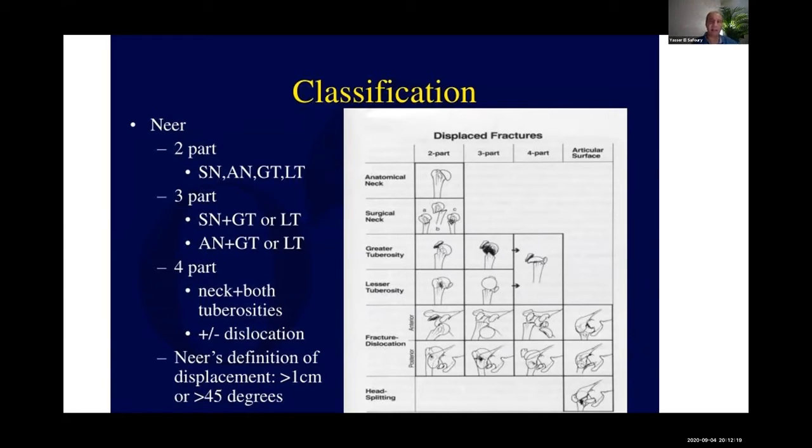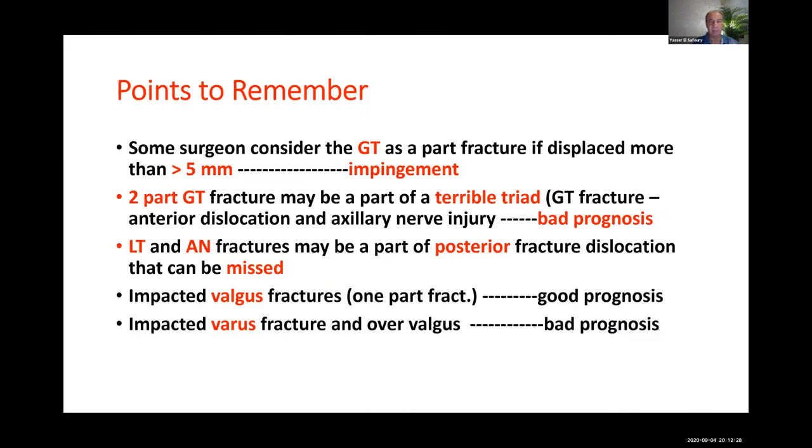You stated that a fracture or a part is the part which is displaced more than 1 centimeter or angulated more than 45 degrees. But there are certain points to remember here. Some surgeons consider that the greater tuberosity is a part if it is displaced 5 millimeters, because they consider that this amount of displacement will cause impingement.